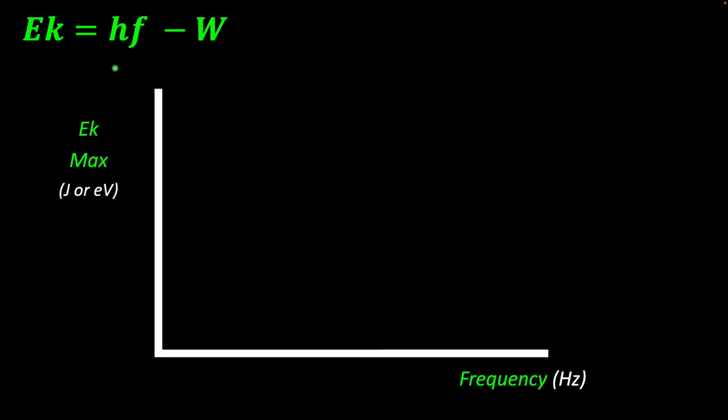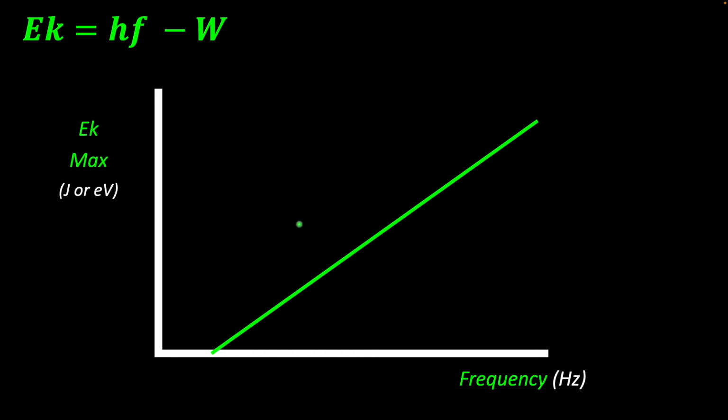So up here in the top left is the formula introduced in the last video for the photoelectric effect, and in this scenario we're going to be graphing EK max in joules or electron volts against frequency on the x-axis. And if we graph some data for this equation, we would get a line that looks like this. So let's start talking about some of the important pieces of information here.